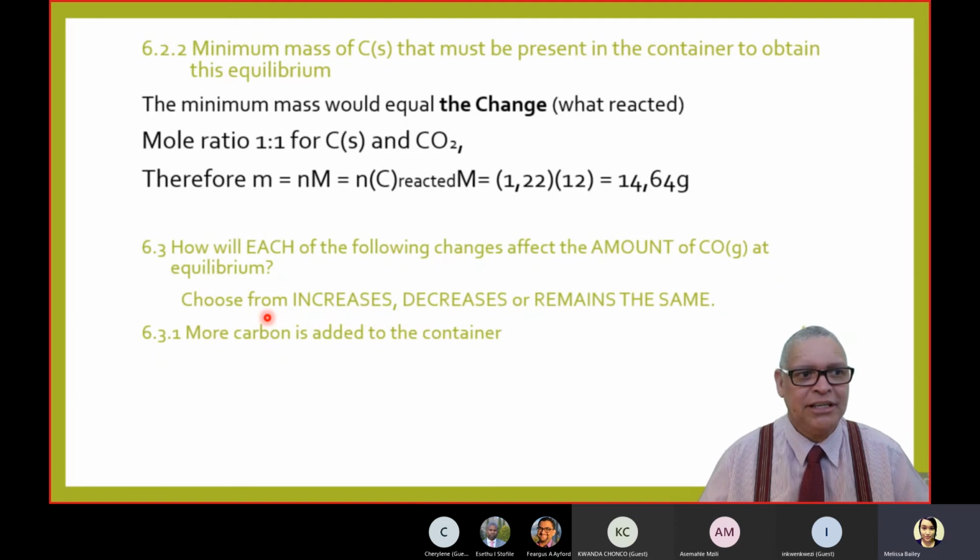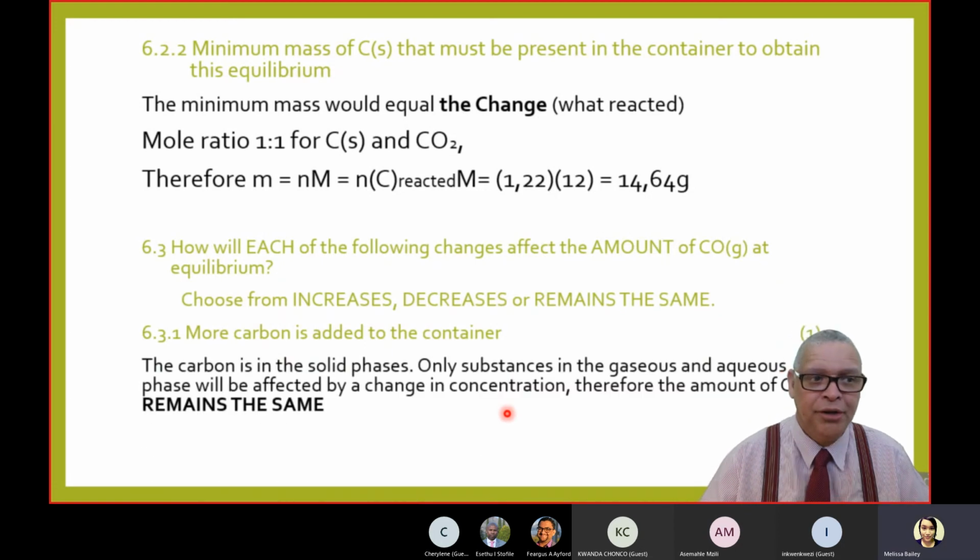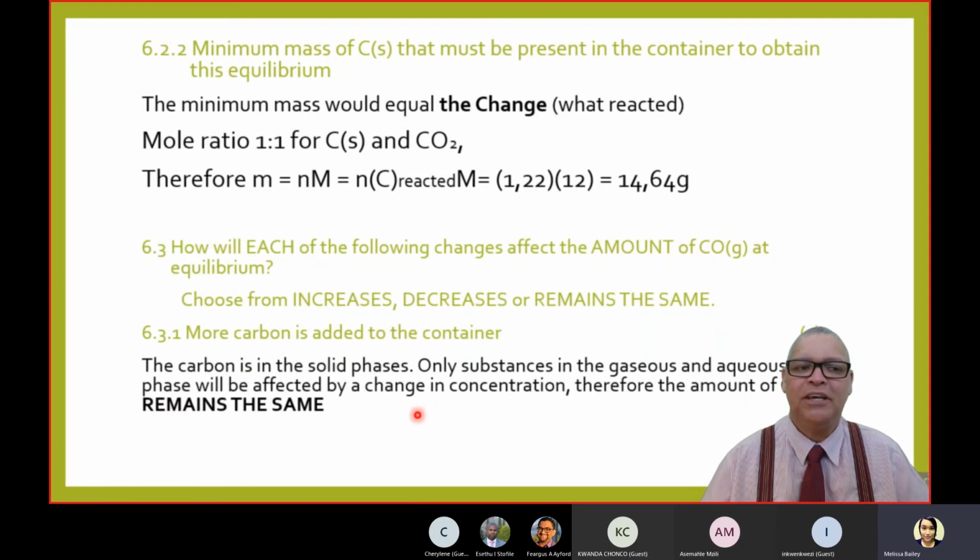So the question is, what would happen if more carbon solid is added to the container? What would happen to the amount of carbon monoxide? Well, the carbon is in the solid phase. We saw that only substances in the gaseous or aqueous phase will be affected by change in concentration. Therefore, the amount of carbon monoxide gas remains the same.